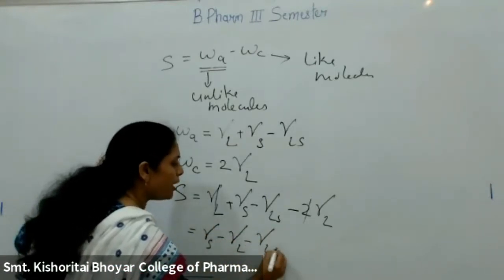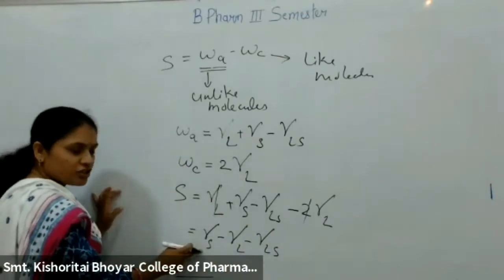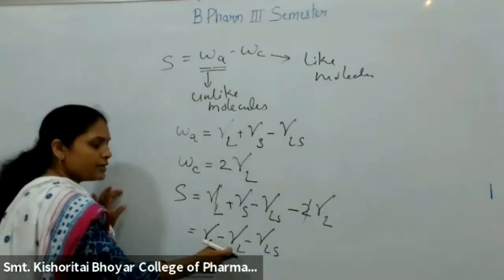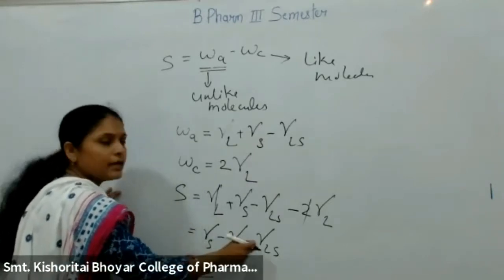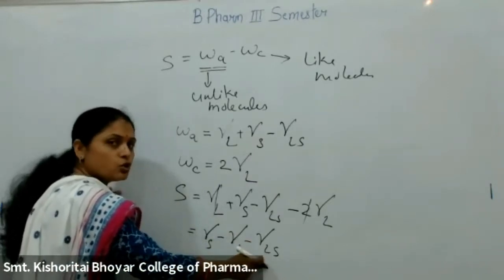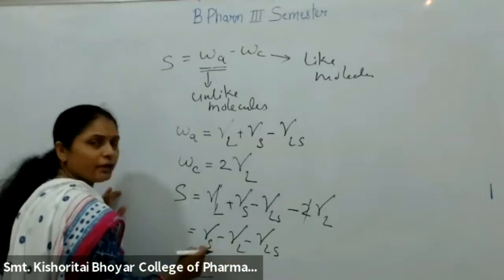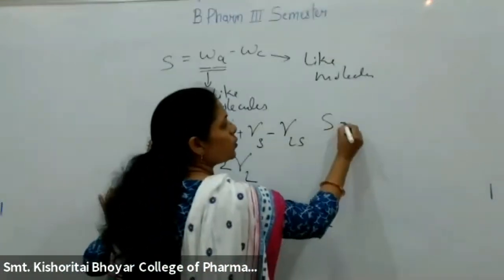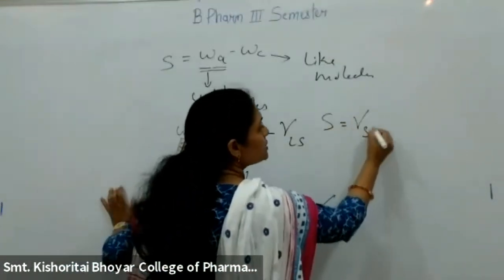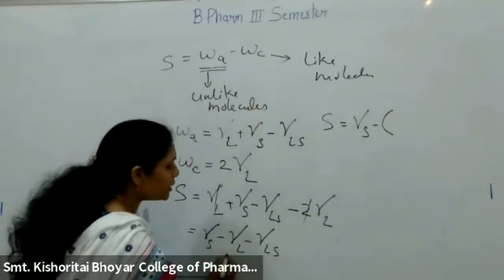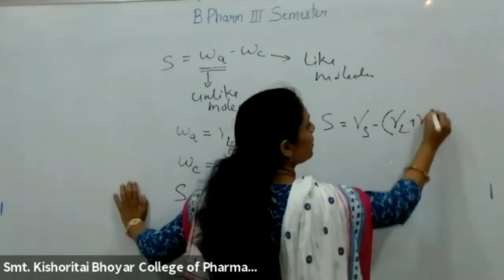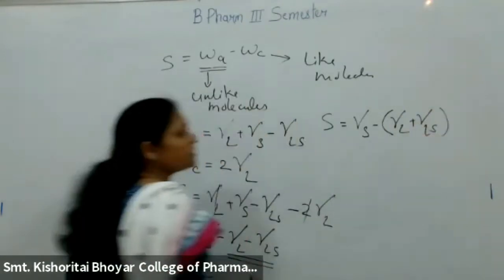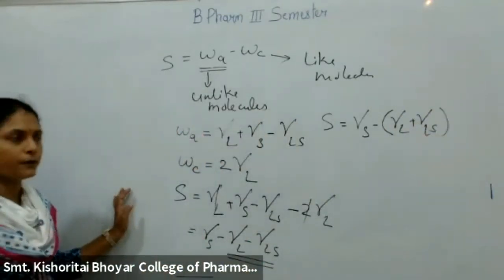minus gamma LS, that is surface tension of sublayer liquid minus surface tension of spreading liquid minus interfacial tension between the two liquids. Or this equation can be written as S is equal to gamma S minus, in brackets, the addition of these two terms, gamma L plus gamma LS. So this is the equation for the spreading coefficient.